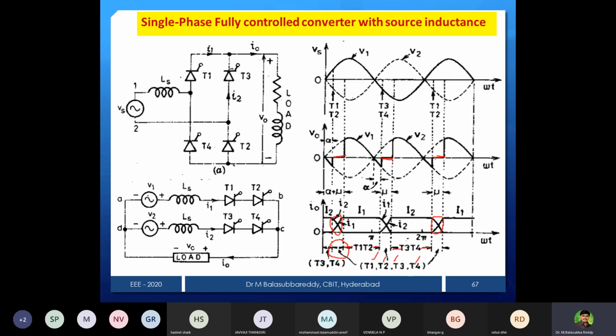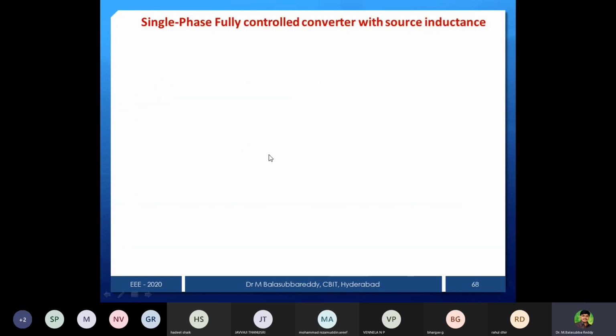So for this loop, if you apply the KVL, what can you get? V1 minus Ls di by dt is equal to V2 minus Ls di by dt. Keep everything on one side: V1 minus V2 is equal to Ls times di1 by dt minus di2 by dt, because there are two currents. V1 is Vm sin omega t, and V2 is minus Vm sin omega t.